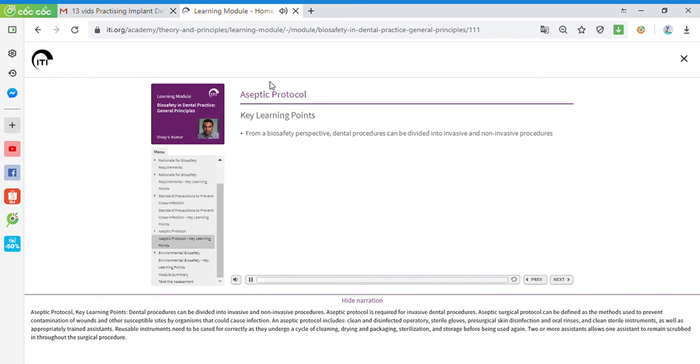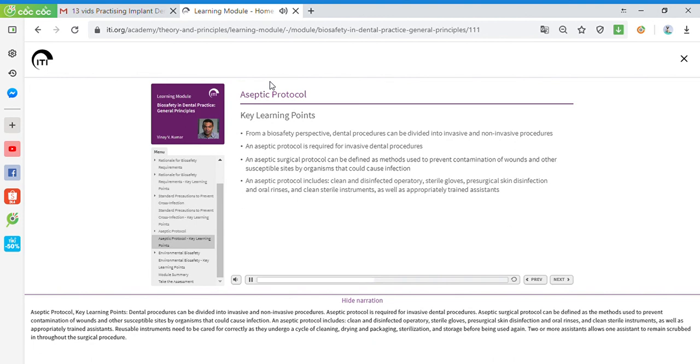Aseptic protocol. Key learning points. Dental procedures can be divided into invasive and non-invasive procedures. Aseptic protocol is required for invasive dental procedures. Aseptic surgical protocol can be defined as the methods used to prevent contamination of wounds and other susceptible sites by organisms that could cause infection. An aseptic protocol includes a clean and disinfected operatory, sterile gloves, pre-surgical skin disinfection and oral rinses, and clean sterile instruments, as well as appropriately trained assistants.